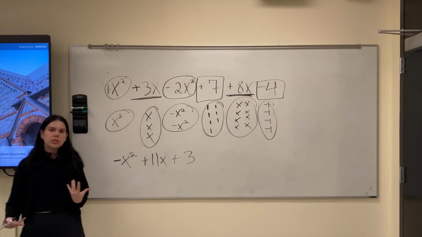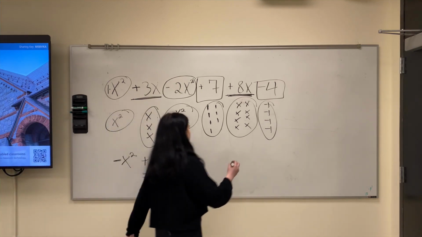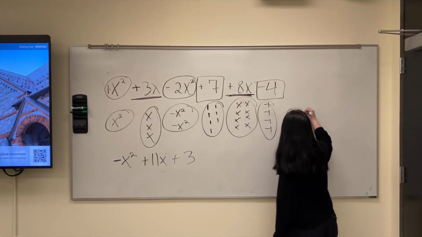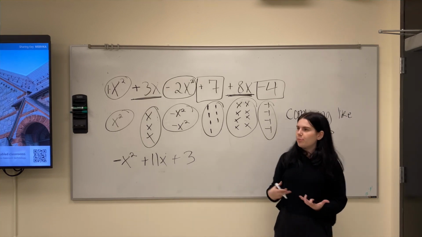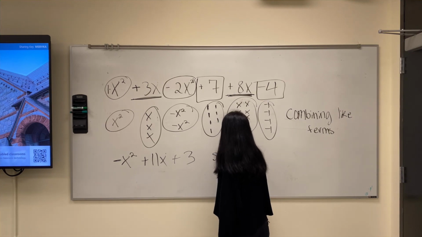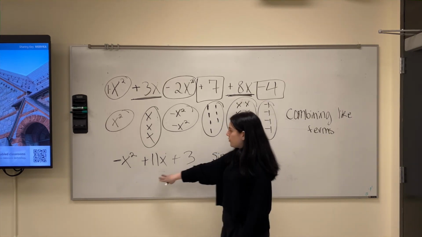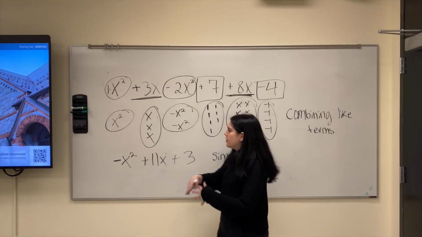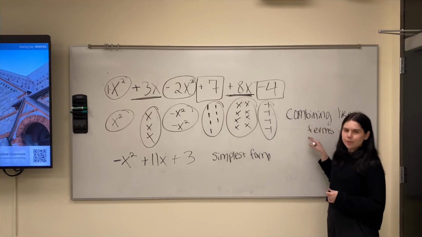The process that we just did, where we lumped like terms together, is called combining like terms. When all of the like terms in a polynomial have been combined, we say that the polynomial is in simplest form. So this polynomial is in simplest form because it has no more like terms. We've combined them all in the process of combining like terms.